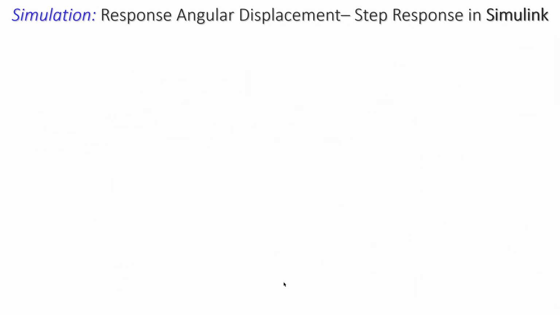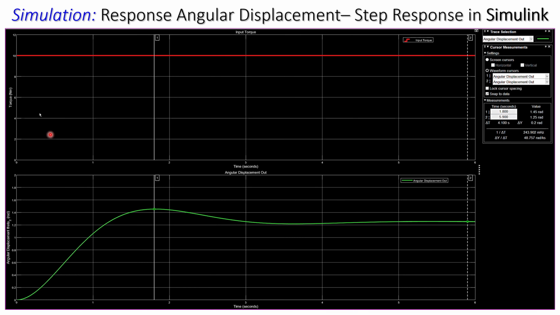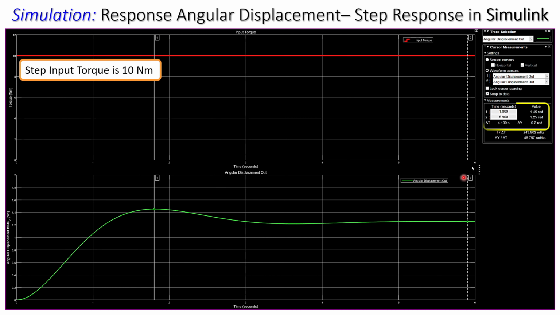Now let's look at the response of this in Simulink. This is what we get. You can see the input torque goes up by 10 newton meters and stays there forever. The green one is the response, and the measurement is also shown here. At 1.8 seconds we get 1.45 radians. That's our displacement maximum.